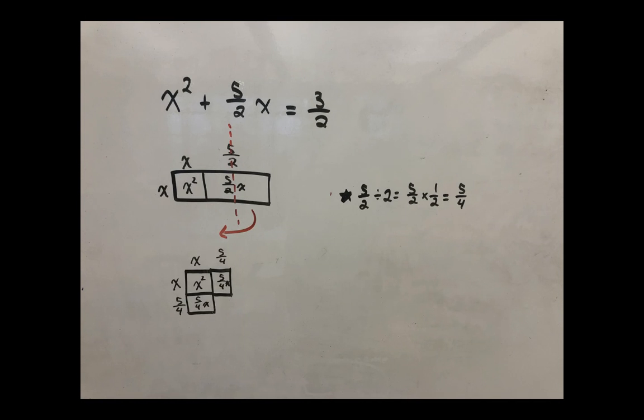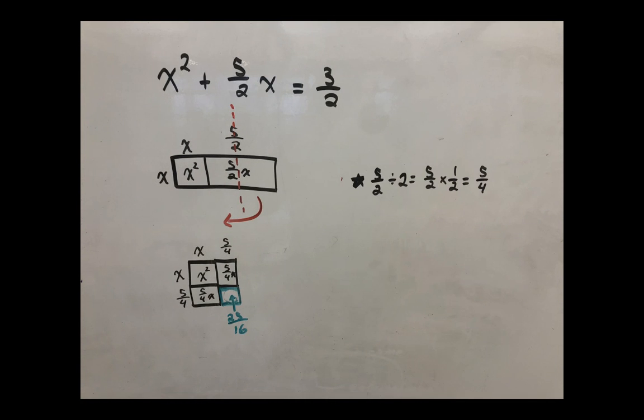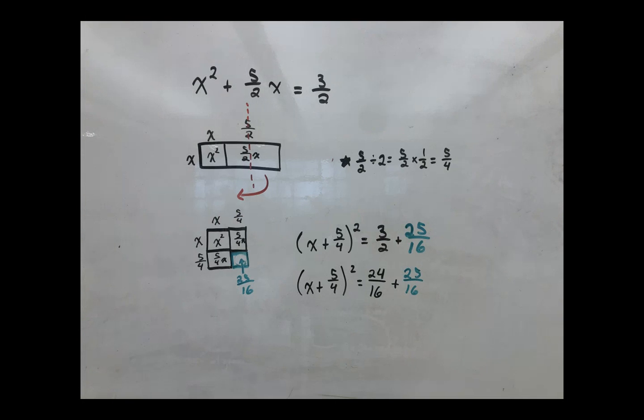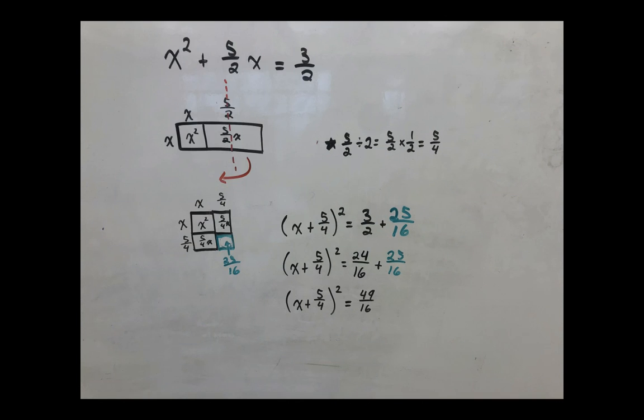And then we've got that extra little bit in there where we can complete the square by filling in, and the area of that piece we have to fill in is 5/4 times 5/4, which is 25/16. So then the area of that box is x plus 5/4 squared, and it's also 3 halves plus 25/16. So then we've got our equation. We're going to want to add those fractions on the right-hand side, so we make a common denominator. Becomes 24/16 plus 25/16.